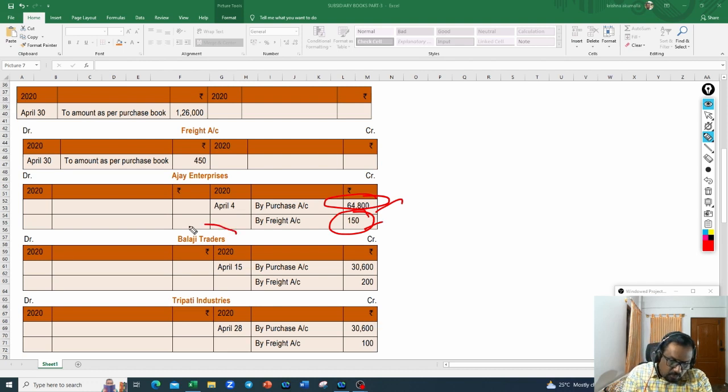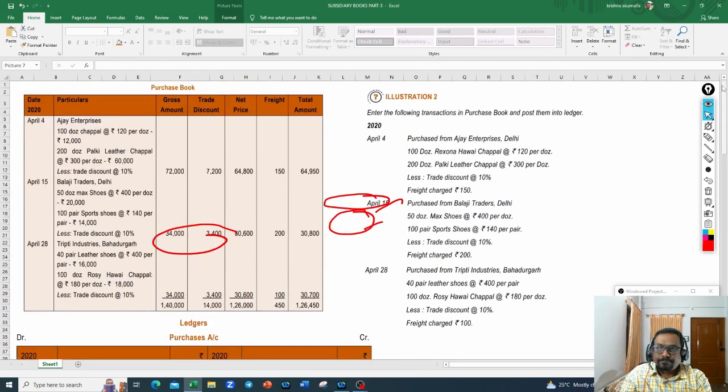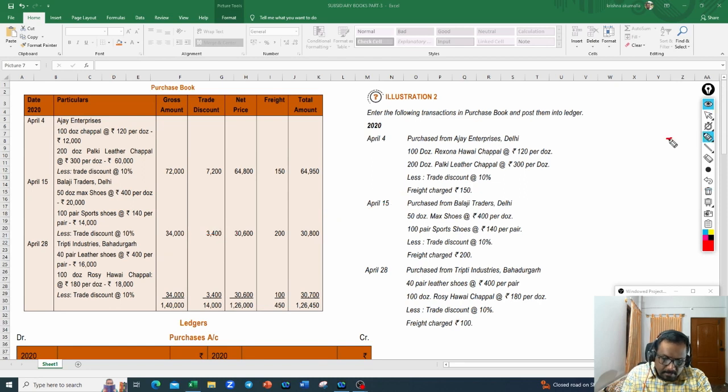Now, let us go to Balaji Traders. Let me take you up. See here. Balaji Traders. How much did we purchase in net purchases? 30,600. After trade discount, you should not take this into account.